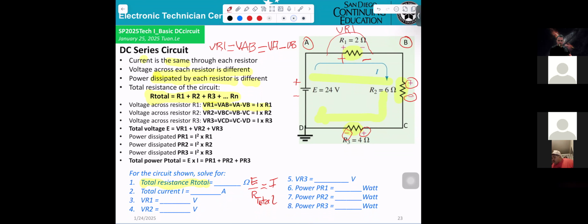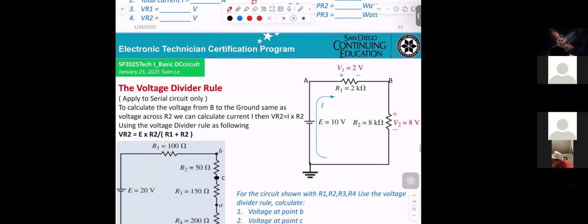Power in R1, the formula is P R1 equals I squared times R1. Power in R2 is I squared times R2, and so on. Just make sure that when you get time, you go through the example so you know how to do the calculation.